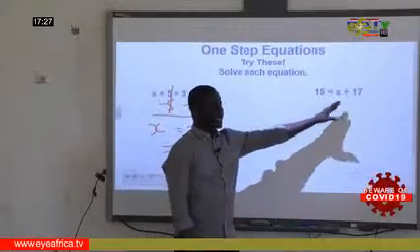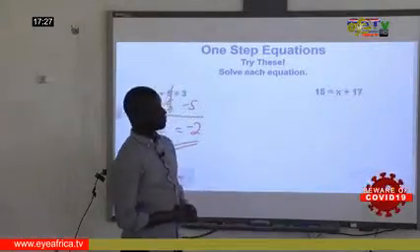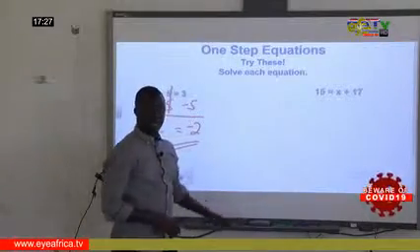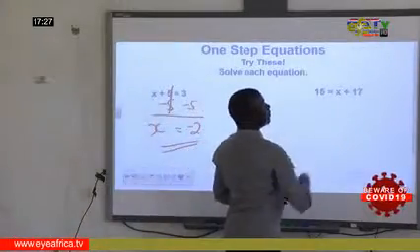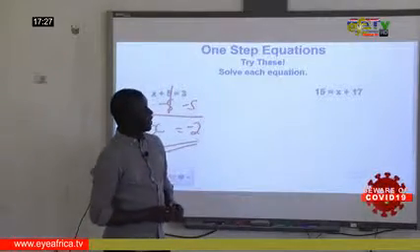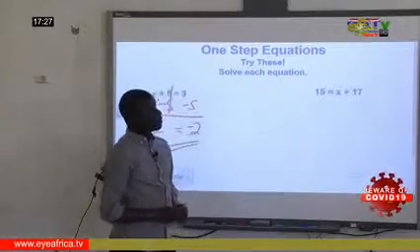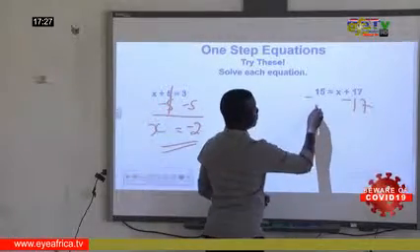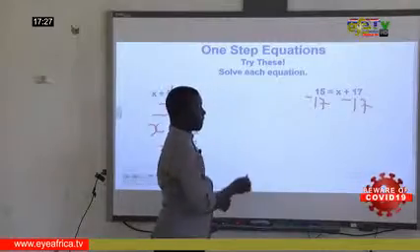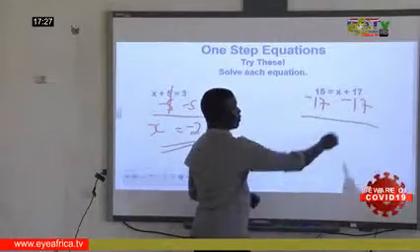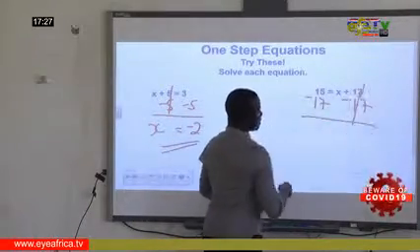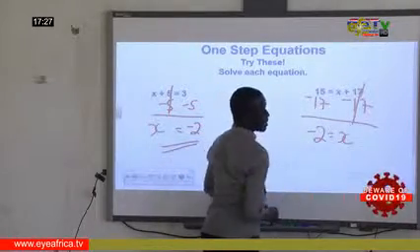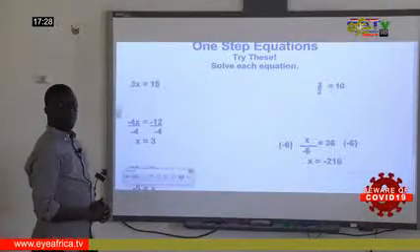We have 15 equals x plus 17. Our operation here is addition, as we can see, and the inverse of addition is subtraction. So in order to isolate our variable, we must subtract 17 from both sides. In doing so, this undoes this, and we have 15 minus 17, which is negative 2, equals x.